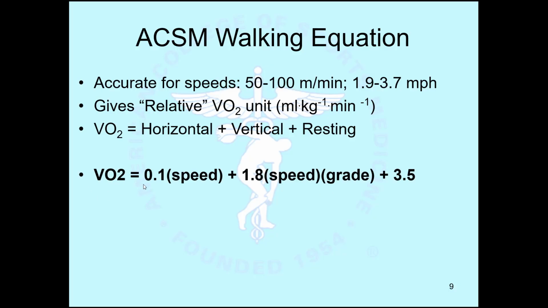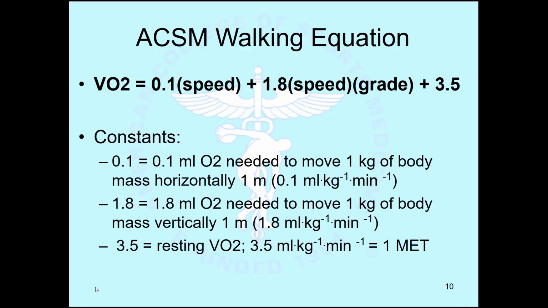So here's the equation. VO2 equals 0.1 times speed plus 1.8 times speed times grade, where grade is the incline, and then plus 3.5, which is your resting component. Now the tricky part is that the speed needs to be in units of meters per minute. The grade needs to be as a decimal. So if you're walking up a 2% incline, it would be 0.02. If you have miles per hour, you have to convert it to meters per minute, and I'll show you how to do that.